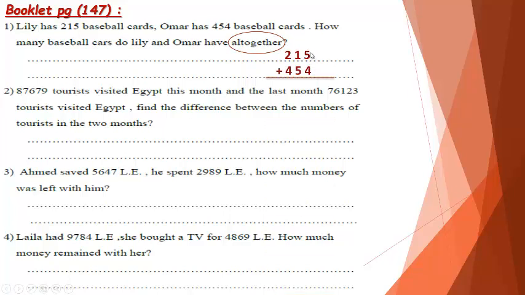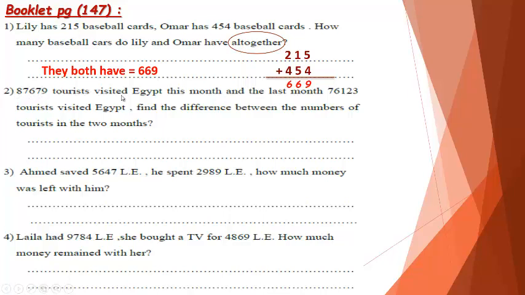Start from the ones. 5 plus 4 equals 9. 1 plus 5 equals 6. And 2 plus 4 equals 6. So the number of cards that they both have equals 669.